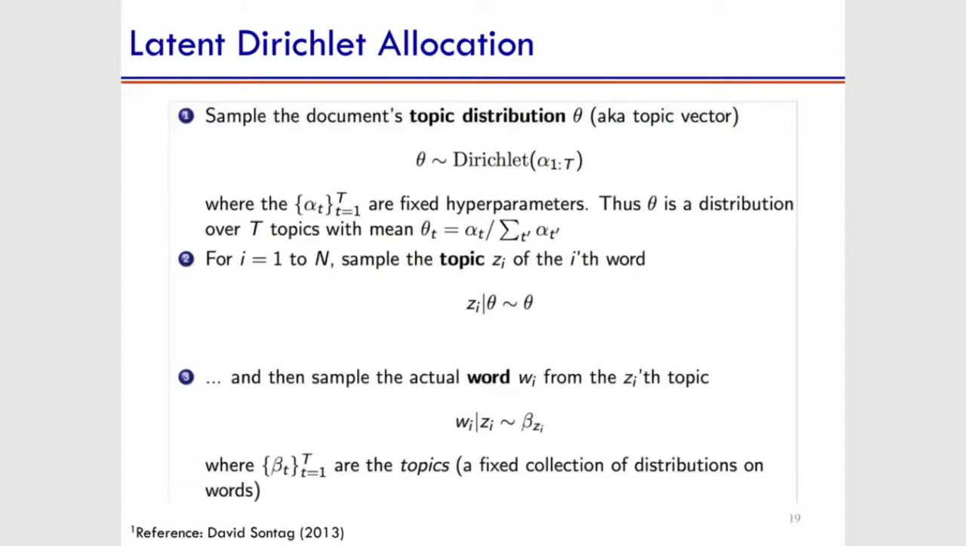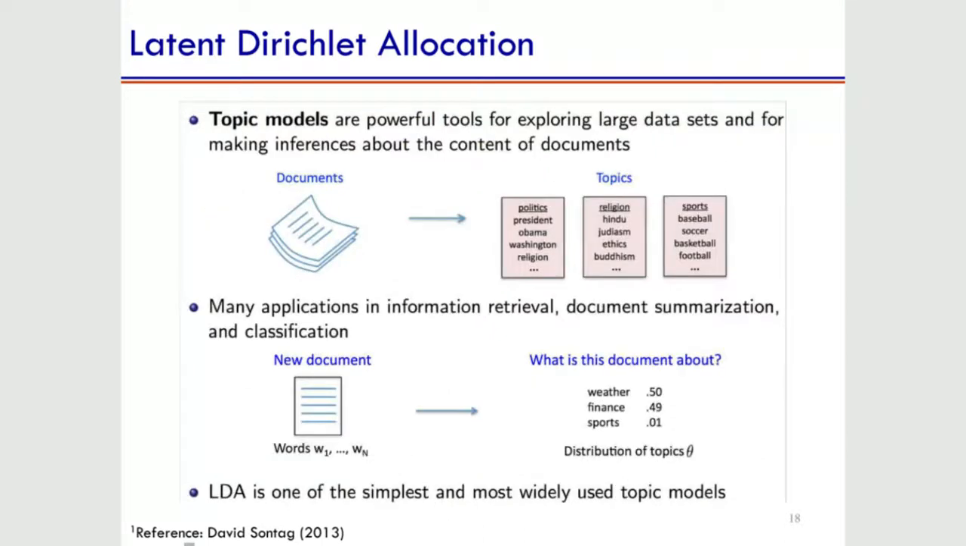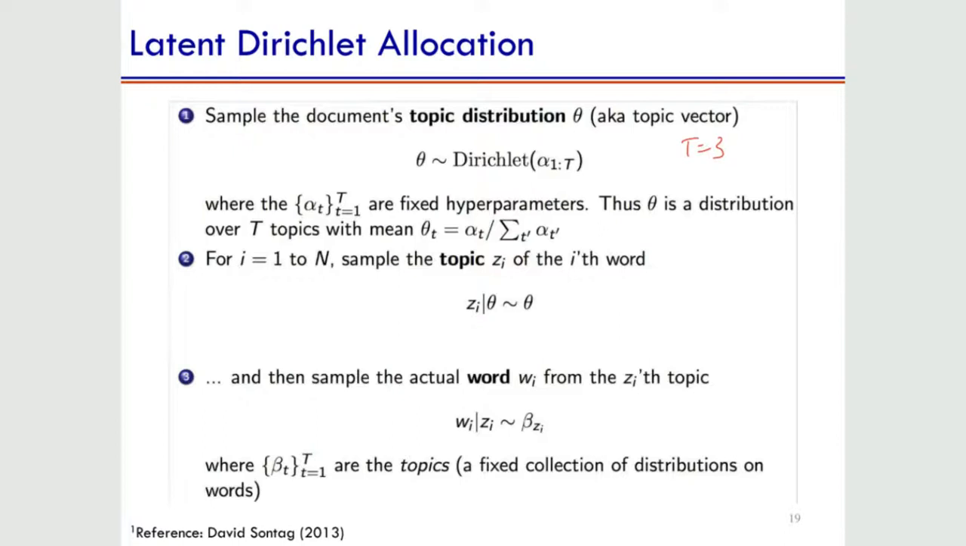Let's understand the generative process. First you sample a random variable from a Dirichlet distribution. The Dirichlet distribution will have some parameters. In this case, I've written it as alpha 1 to T. Think of capital T as 3. So I only have 3 topics. What were the 3 topics? Weather, finance, and sports. So the Dirichlet has 3 numbers as its parameters.